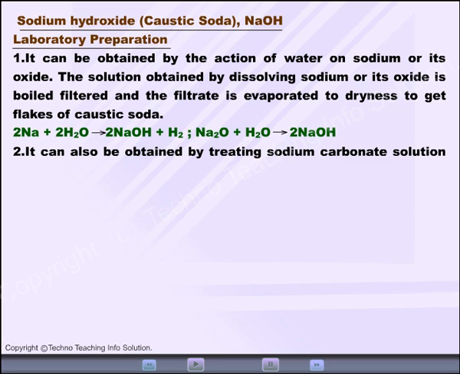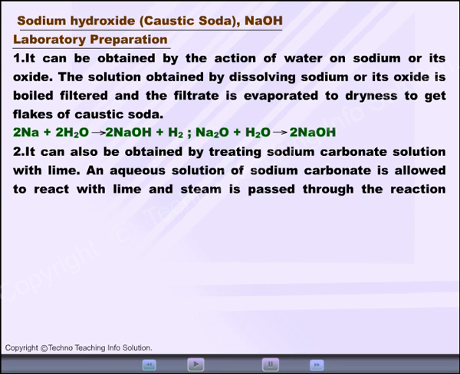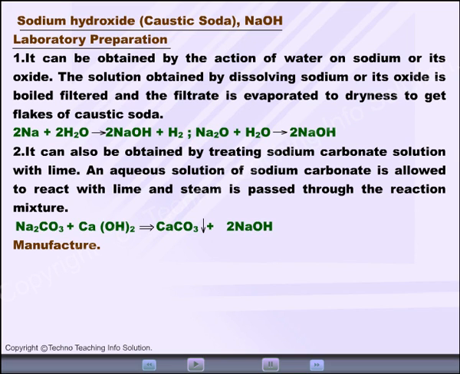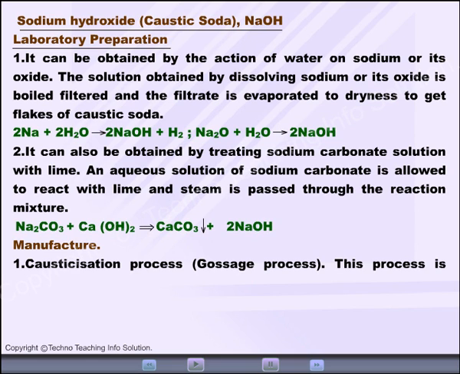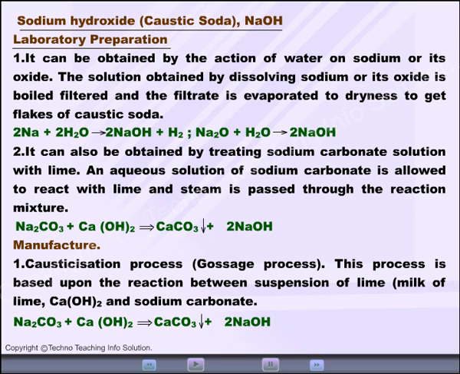Second, it can also be obtained by treating sodium carbonate solution with lime. An aqueous solution of sodium carbonate is allowed to react with lime and steam is passed through the reaction mixture. Na2CO3 + Ca(OH)2 gives CaCO3 + 2NaOH. Manufacture. First, causticization process or the Gossage process. This process is based upon the reaction between a suspension of lime, milk of lime, Ca(OH)2, and sodium carbonate. Na2CO3 + Ca(OH)2 gives CaCO3 + 2NaOH.